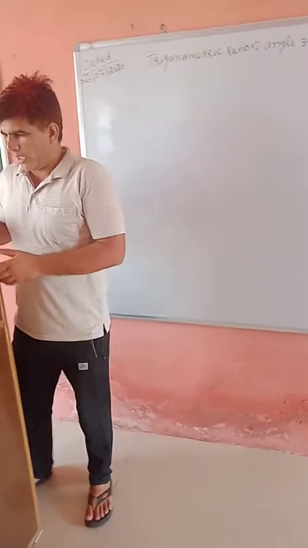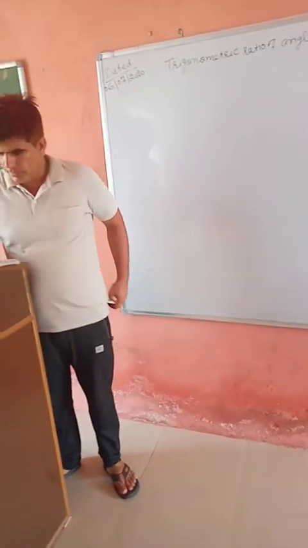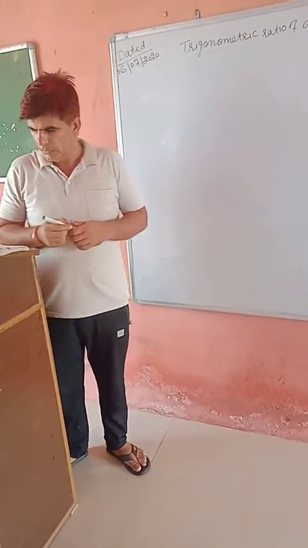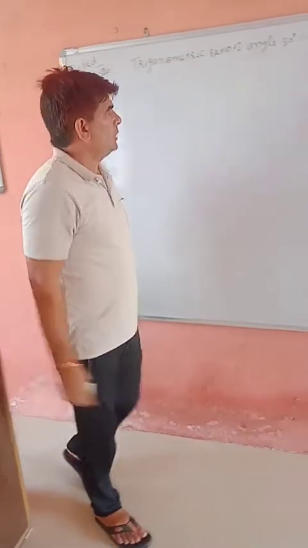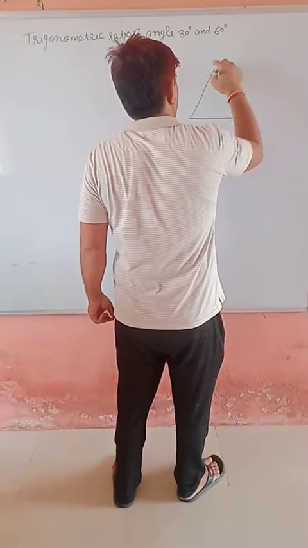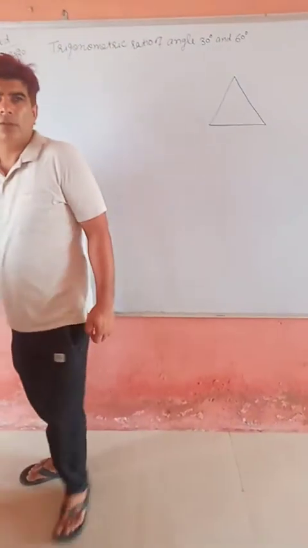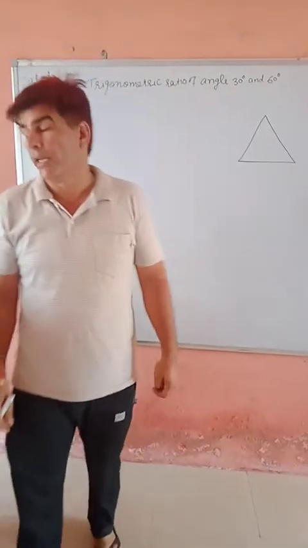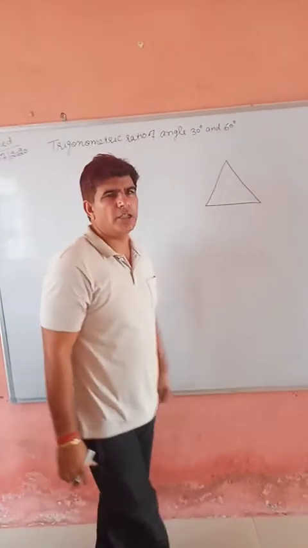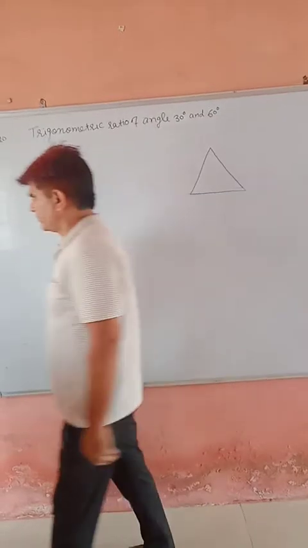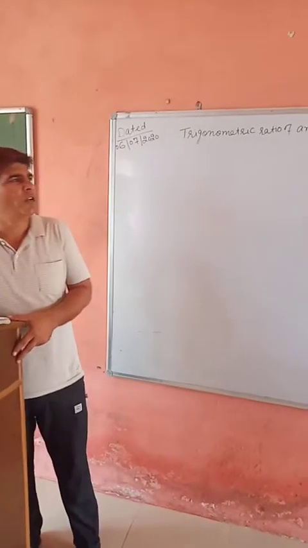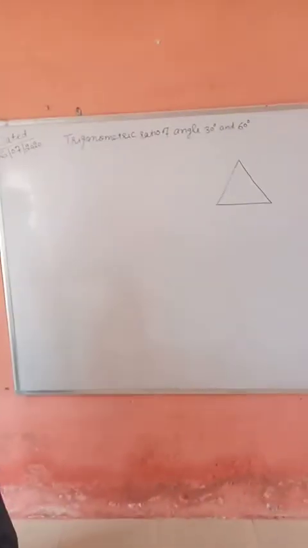Today I will teach you a 10th class topic: trigonometric ratios of angles 30 and 60 degrees. So we are taking a triangle. What type of triangle? Equilateral triangle. Equilateral triangle means all sides are equal and each angle is equal to 60 degrees. Understood? So we will discuss the trigonometric ratios of the angles 30 and 60 degrees.